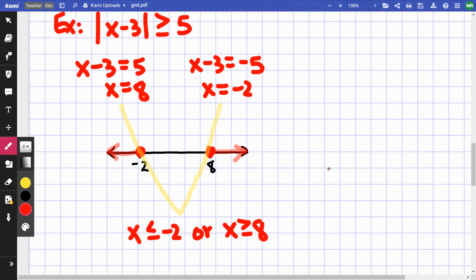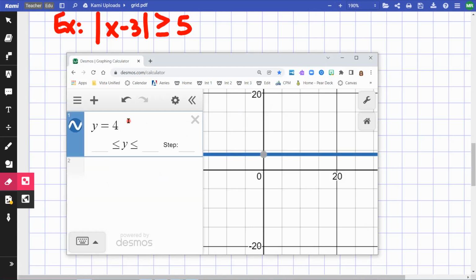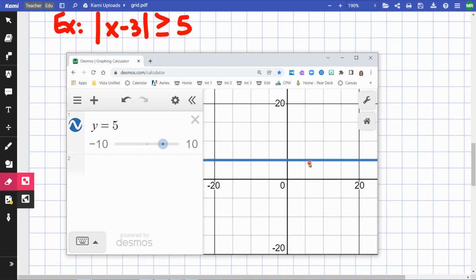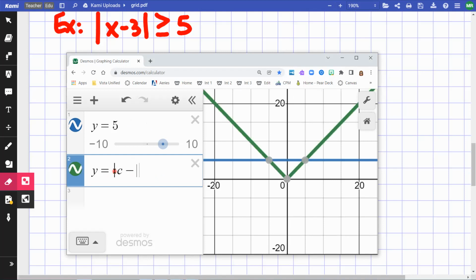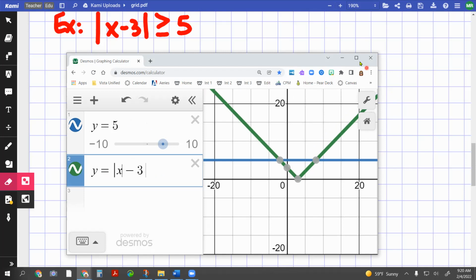And I'm going to do one more. So in Desmos, I would want this to be 5. So this right here is at a height of 5. Okay, I'll zoom out here in a second. And I would have y equal the absolute value of x minus 3. Okay, let me get it bigger.